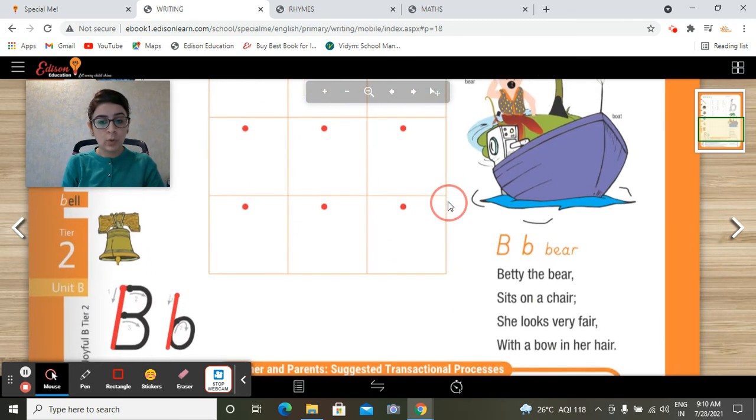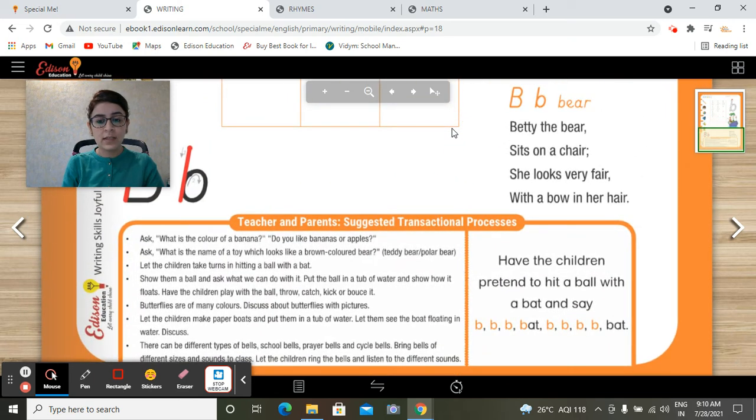Okay. Have the children pretend to hit a ball with a bat. Even earlier we did this kinesthetic activity along with letter B. That was hit the ball with the bat and say bat.